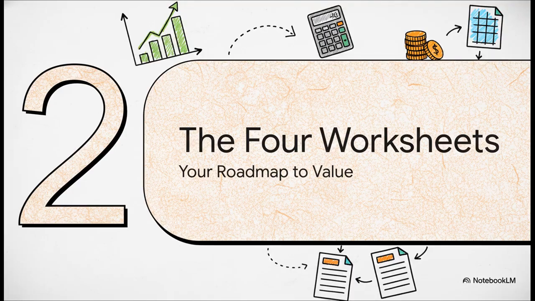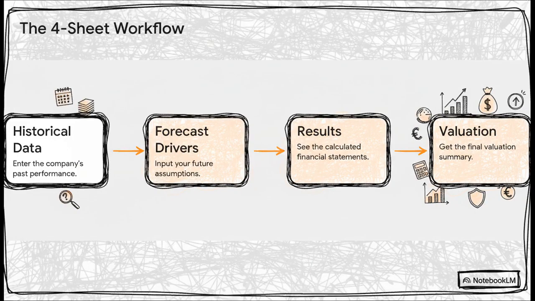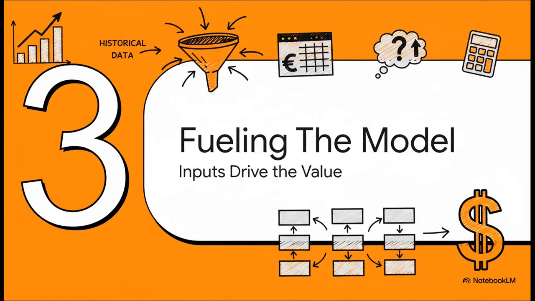Okay, so how does this thing actually work? What does it look like? That brings us to section 2, the 4 worksheets. Honestly, the best way to think about these is as your roadmap. It's a clear path that guides you from all your raw data to a finished valuation in just 4 steps. And the structure is super straightforward. It all boils down to a simple 4 worksheet flow. You start by putting your information into 2 input sheets, historical data and forecast drivers. Then, all that data automatically flows into 2 output sheets, results and valuation. Clean, simple, and logical.